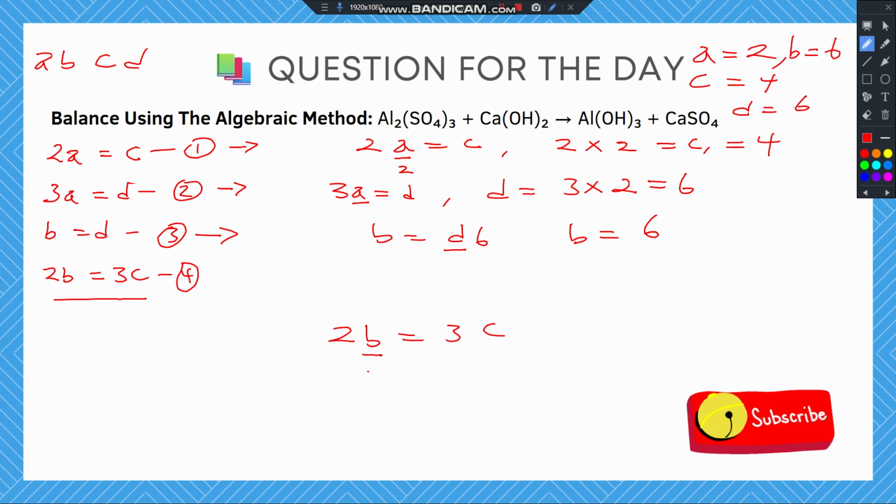The value of B is 6. 2 times 6 is equal to 12. And we have the value of C, which is 4. 3 times 4 is equal to 12. So we know all our values now.